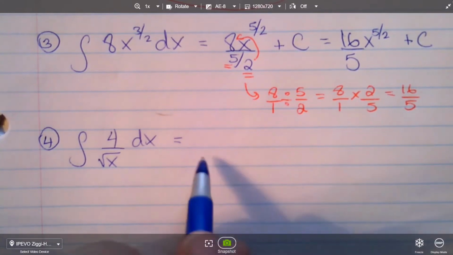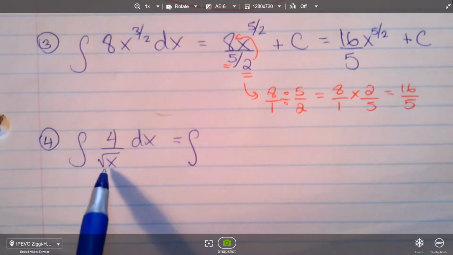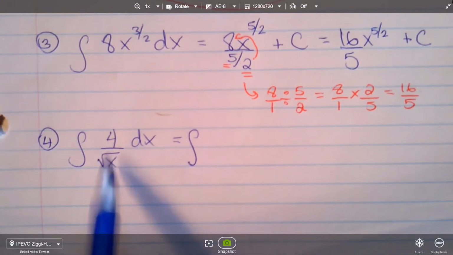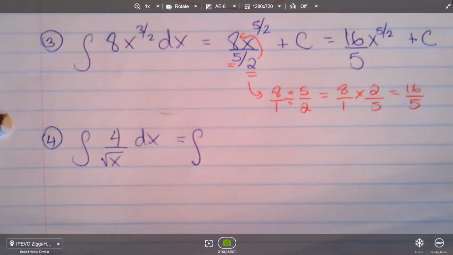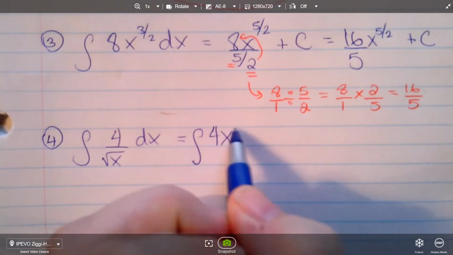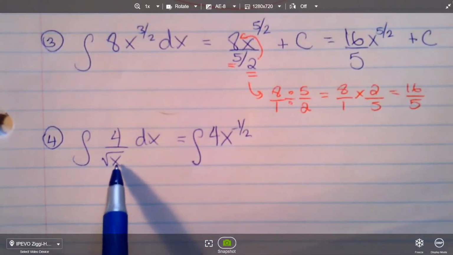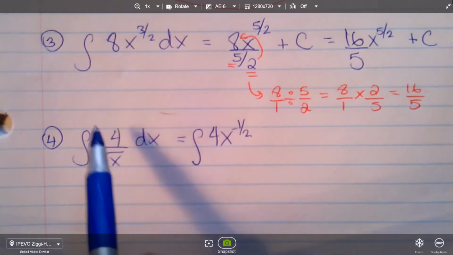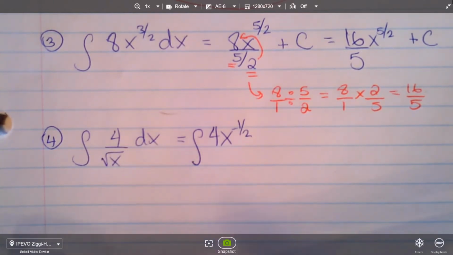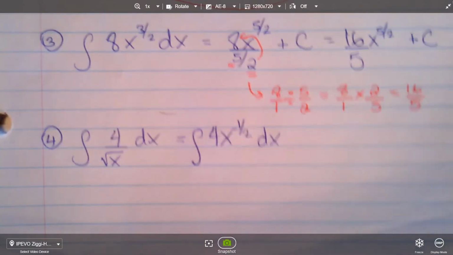So this one, we actually know enough, I think, about roots and variables in the denominator that we can change this into what we really need it to be, and that's x to the negative a half, right? We know that this means x to the half. We know that we can bring it up, make it negative, and do the problem that way.